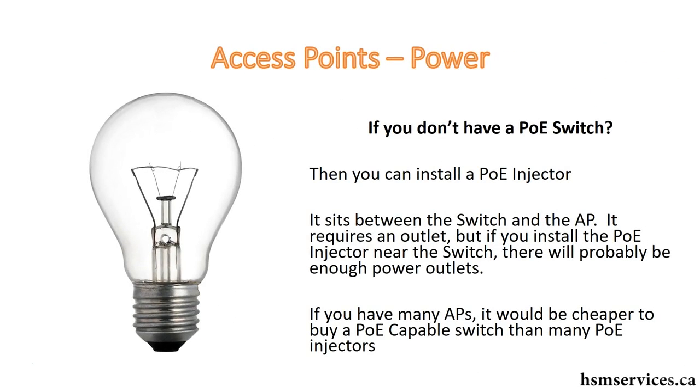So, what if you don't have a PoE switch? Then you install an injector, and the injector sits between the switch and the access point. So the injector takes your data cable from your switch and adds power to it, and now it's sending power and data to the AP. Of course, you can install a PoE injector anywhere you want, but probably in your server room, that's where you have a power outlet. Of course, if you have many APs, then you need many power injectors, so you'll be better off just buying a switch that has a PoE capability than buying 10 or 20 power injectors, which are way more expensive than a switch.